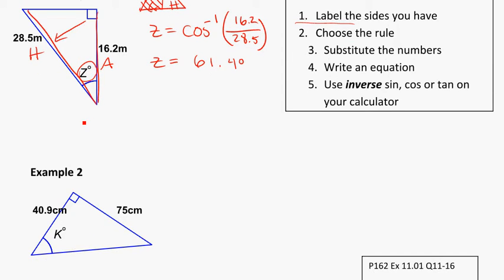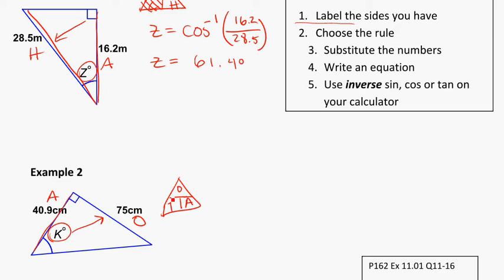Looking at our last example, here I've been given the angle K that I'm looking for, so that's what I want to know. If I identify the information about the important sides, I'll notice that K is looking across the triangle at 75, so 75 is going to be the opposite side. And K is touching up against the 40.9 centimeters, so this is going to be the adjacent side. So in this case, I will use tangent, because that has the information about opposite and adjacent.